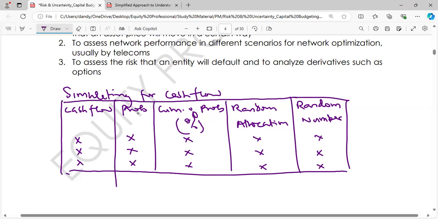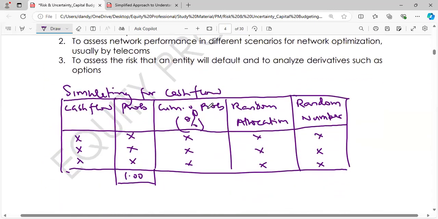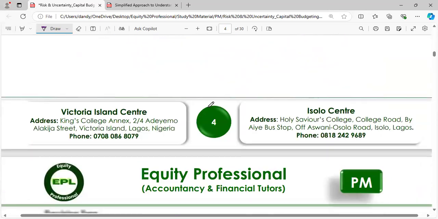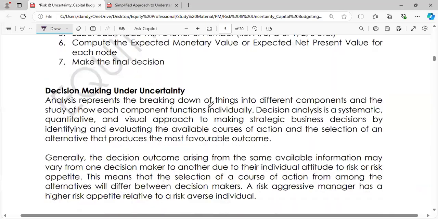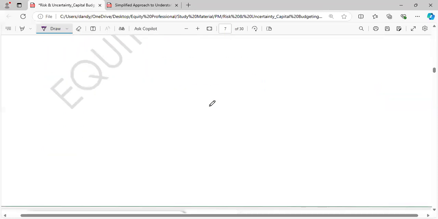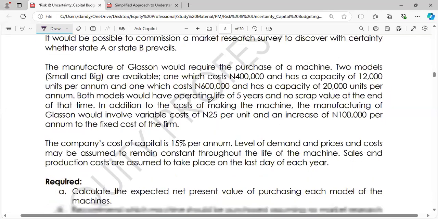Again, like I mentioned to you when we had the expected value, at all time, your probability must be equal to 1. All right. So this is the format that you are going to use whenever you want to simulate. So you can go through the material, you learn more about the concept of Monte Carlo simulation. All right, so let's have illustration. We shouldn't waste time on this. It's always very straightforward. The only thing is that it's been a while that this particular concept has been tested by the examiner.